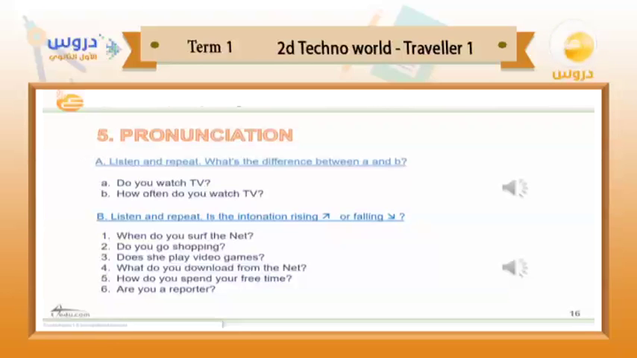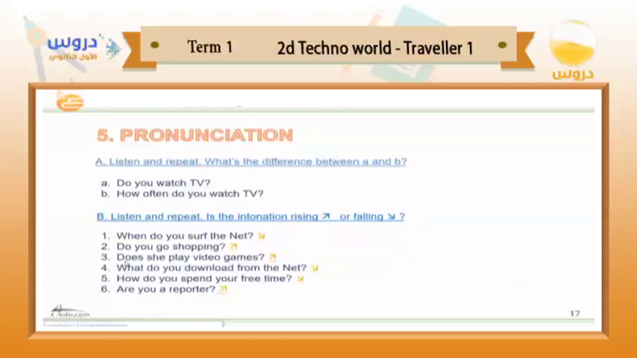Again, you'll notice there is a difference between a rising and a falling intonation. Now, read the questions again and try to check your answers. Okay. Well, you'll notice number 1 has a falling intonation. When do you surf the net? 2 has a rising intonation. Do you go shopping?